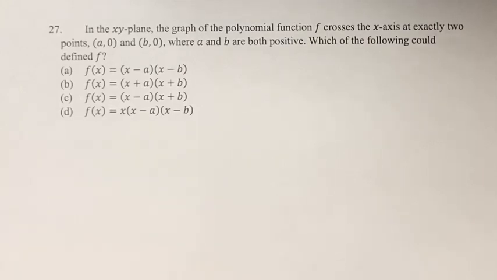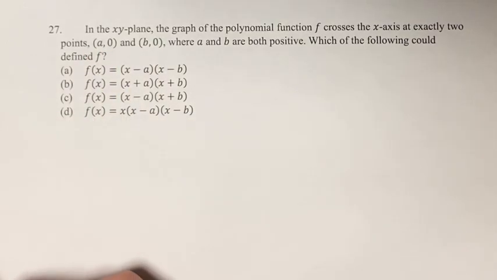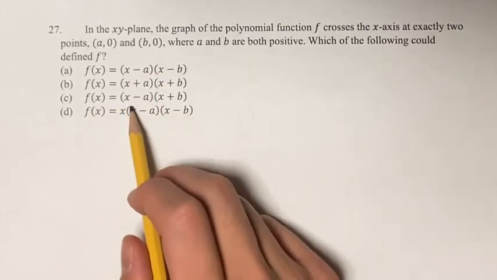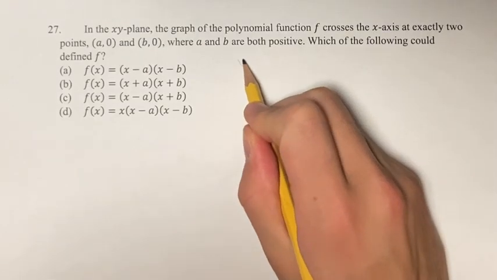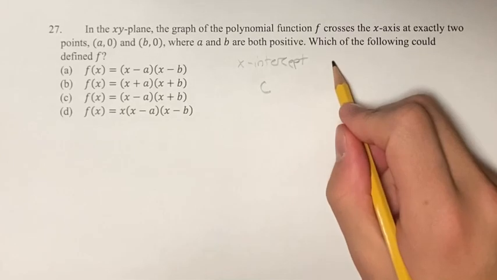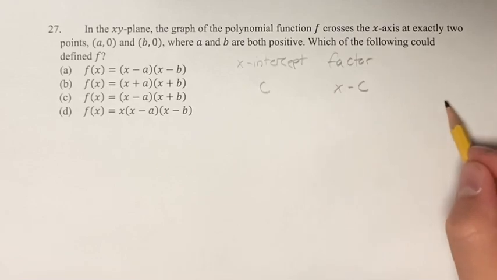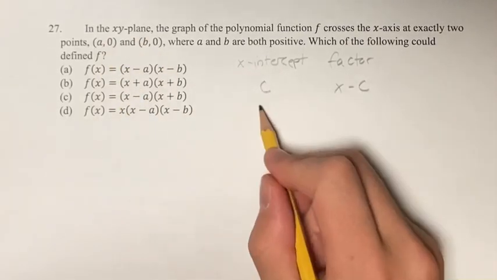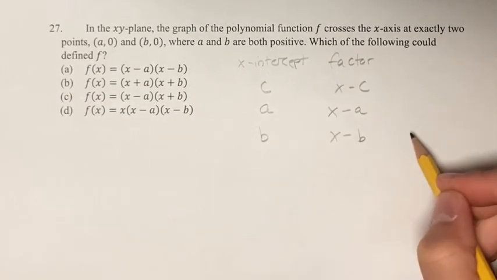So the relationship here is between the x-intercepts, (a, 0) and (b, 0), of the graph and the factors of the function, whether it's x minus a or x plus a or just x. There's a relationship between these: if you have an x-intercept of c, let's call it, since that's something we haven't used yet, then the factor of the equation is going to be x minus c. So here we have a and b, so the factors are going to be x minus a and x minus b.